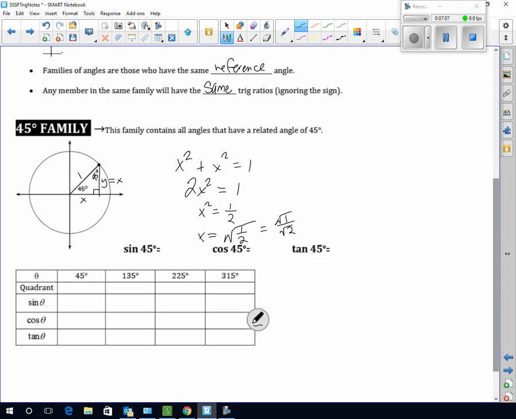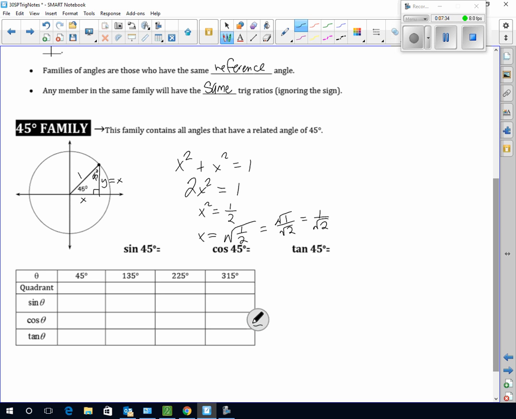Yes? Okay, and so eventually in one of the units, we learn what's called rationalizing the denominator. This is a fraction that has a radical as a denominator. Later on, we learn how to rationalize. I just want to mention this because some of the answers might have this as an answer, root 2 over 2.